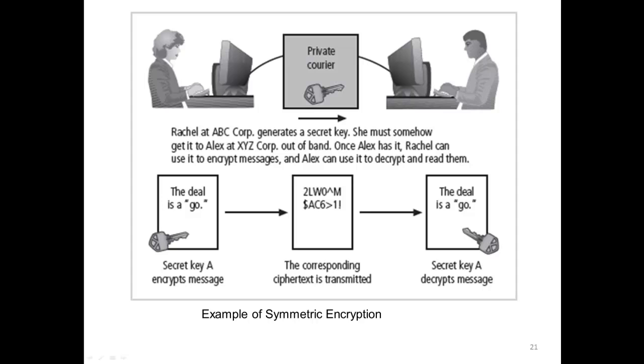Here's a graphical representation of an example of symmetric encryption. Rachel is going to generate a secret key. She has to get it to Alex out of band, and then once Alex has it, Rachel can use it to encrypt a message, and Alex can use it to decrypt and read it. The trouble is getting that key, right? Somehow it has to be sent from Rachel to Alex by a trusted third party.